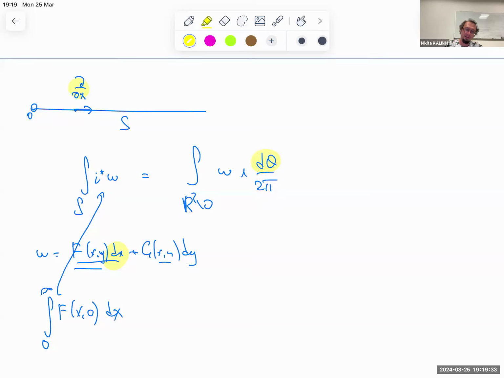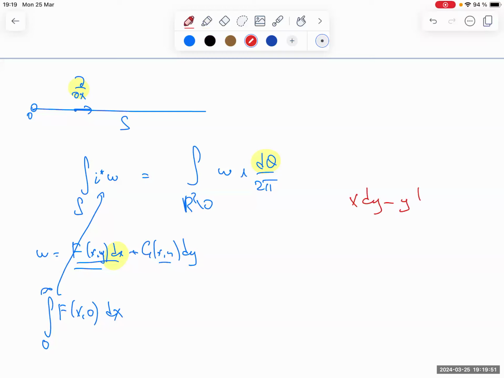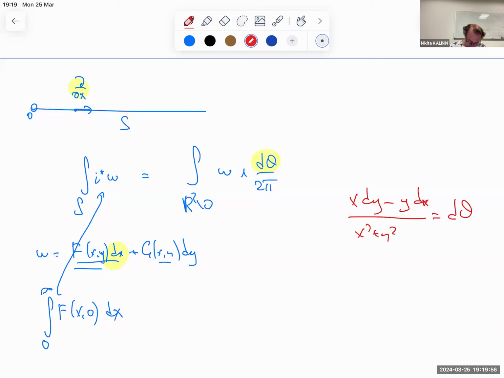So maybe it's easy to explain what d theta is in usual coordinates. Do you remember what d theta is in usual coordinates? I think it's (x dy minus y dx) over (x squared plus y squared). Mm-hmm. Okay, and we also need the condition that d omega is 0. So what is this condition? It's df/dy minus dg/dx equals 0, right?